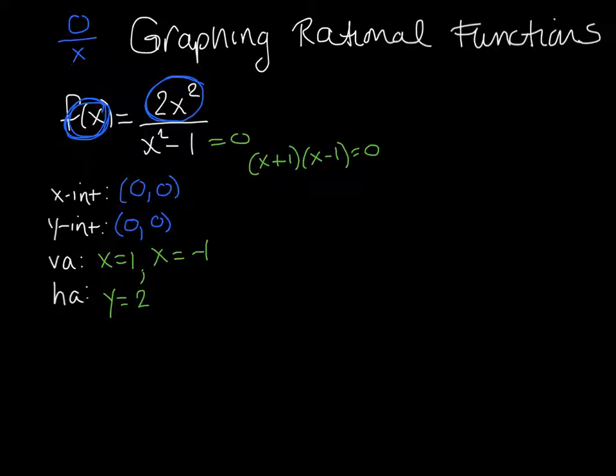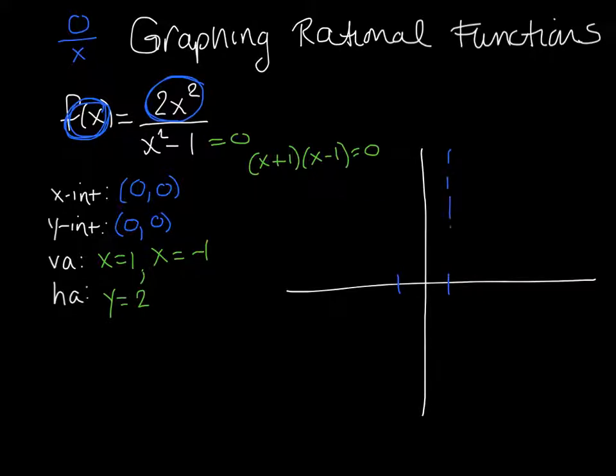Okay, so now we start graphing. Let's see what we have so far. So far I have that my vertical asymptotes are at 1 and -1, so I'm going to put those in. And we have a horizontal asymptote at 2. So we'll put that in. Okay, now our x and y intercept are actually the same point. It's going to be right there at the origin.